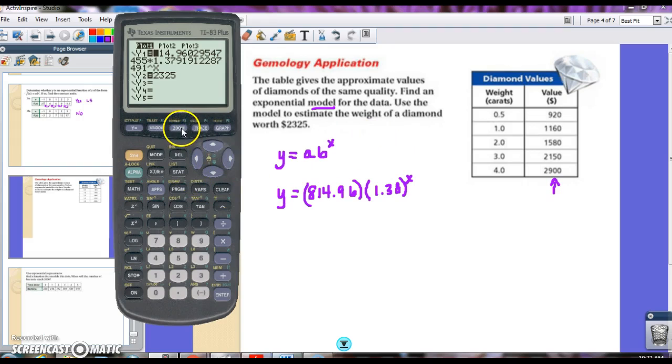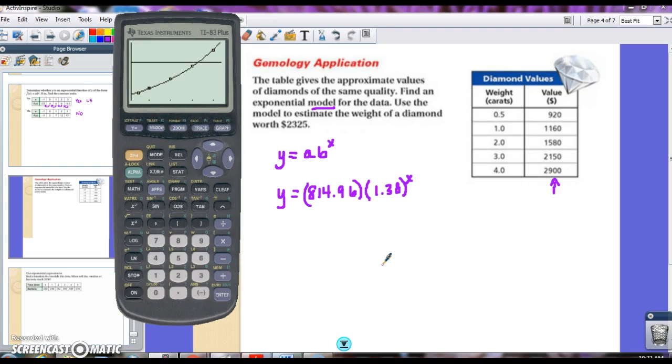Now in order to graph it, we're going to hit zoom, and then go down to ZoomStat. That's option 9. Press enter, and you'll see those are the points that came out of this table that we entered into the calculator. That's our first part. This line that's drawn here is that 2325. That's y2, which is why we put that in the calculator. So now we have two different lines.